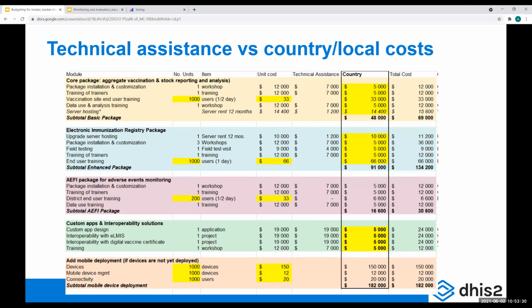So it's often a smaller cost because you're doing it once, and it's one classroom. Maybe you need one teacher, one classroom, few people. But then end user training, that is the actual health worker or education manager or whoever is using your tracker program that needs to learn how to operate it. And very often that means a lot of people.